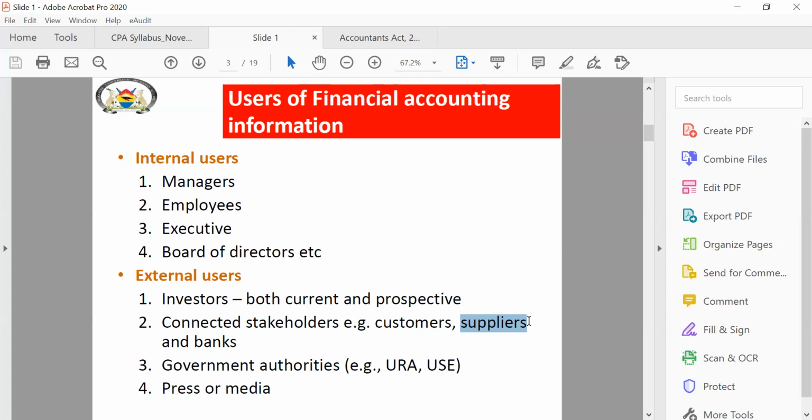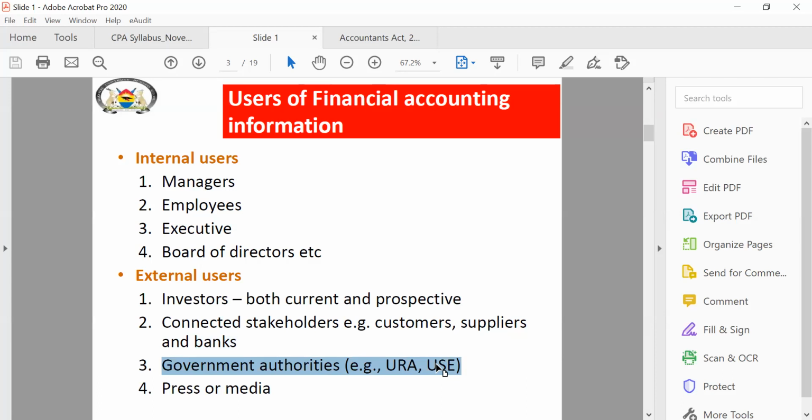Banks are usually, of course, banks are your lenders, want to know how you're performing as a business and if you have capability to pay back interest for the loans, but also they want to understand, do you have any other loans that you have taken that could impede you from being able to meet your obligations? Then we have government authorities, URA, Uganda Securities Exchange, NEMA, and so on.